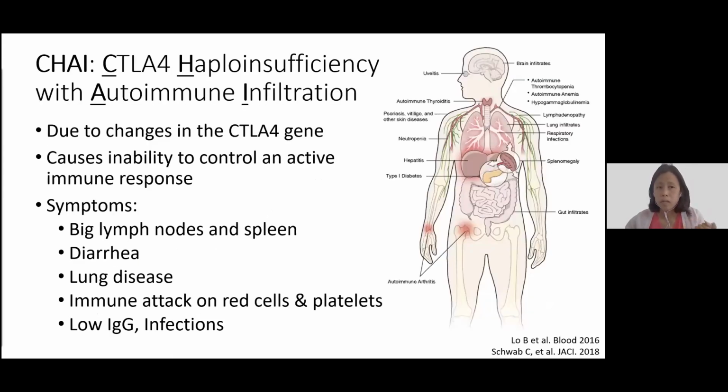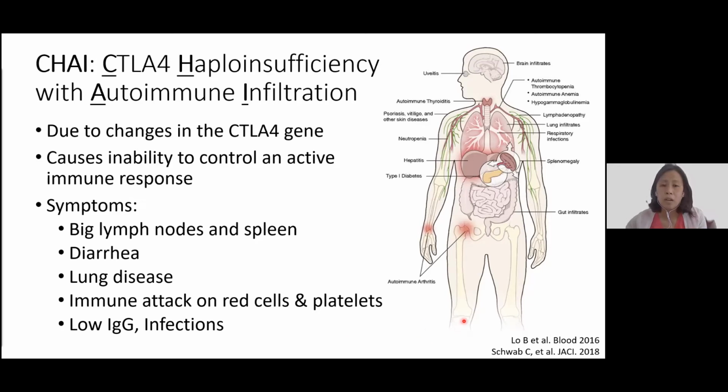Another type of PIRD is called CHAI, which stands for CTLA4 haploinsufficiency with autoimmune infiltration. And this is basically due to changes in a gene called the CTLA4 gene. And what happens is that when you have changes in the CTLA4 gene, you lose the ability to control an active immune response. So take, for example, an infection where the immune system gets revved up. You don't have that ability when the infection is gone to try and turn down the immune response. And so the immune system can go active and attack different parts of the body.